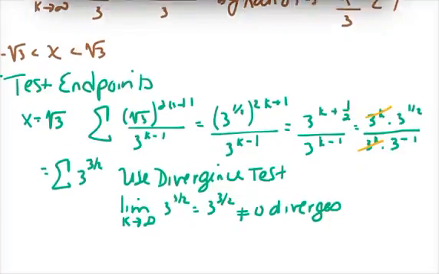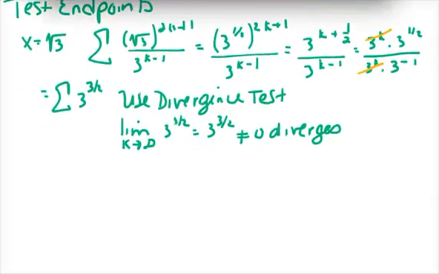And likewise, we can show it for x equal to negative root 3; we have the same sort of argument. You can go through the algebra slightly differently, but not a whole lot. You're going to set up your original series.